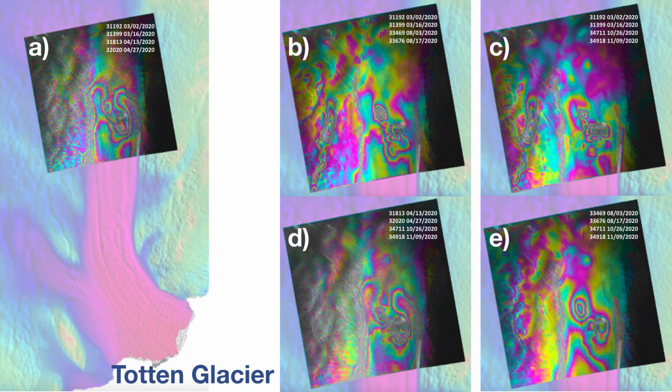Moving on to the next glacier, Totten Glacier in East Antarctica. Here we have multiple double differences, but only two show a significant fringe pattern that allows us to delineate the grounding line. That would be image A and D. There's one image that almost has no differential tide, that would be image C.